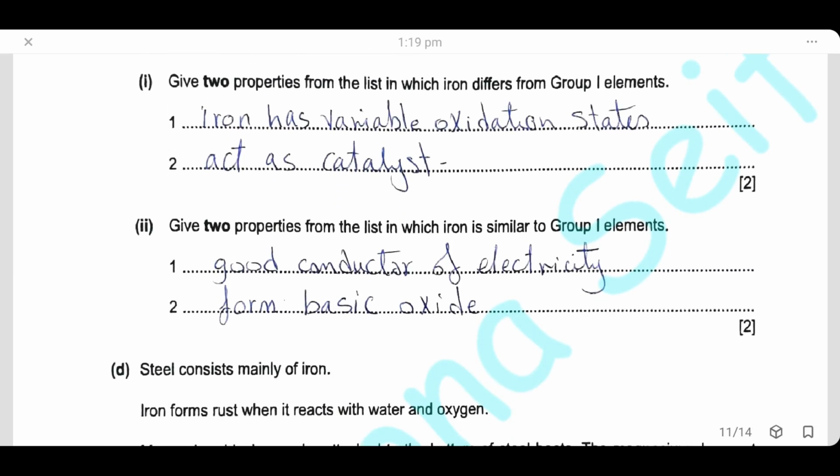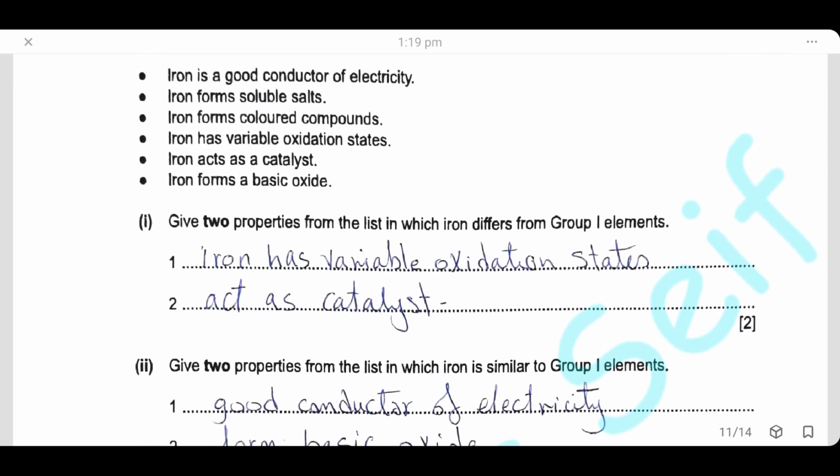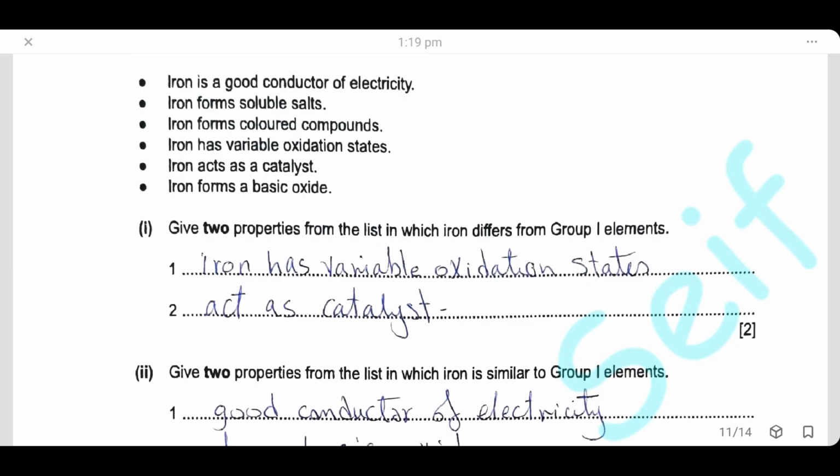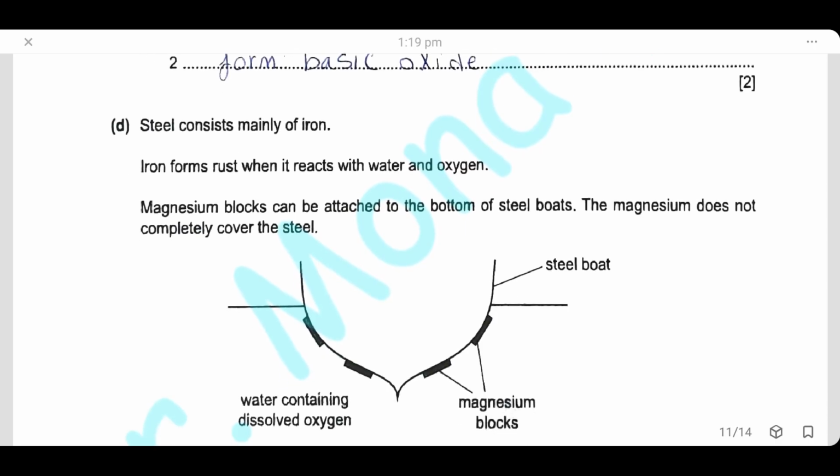Give 2 properties from the list in which iron is similar to group 1 element. Iron is a good conductor of electricity and it forms basic oxides. Steel consists mainly of iron. Iron forms rust when it reacts with water and oxygen.